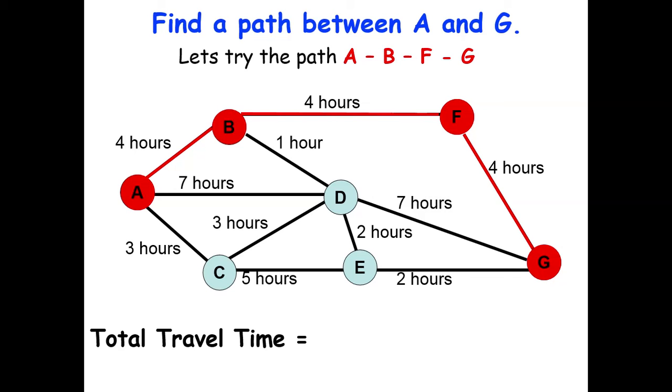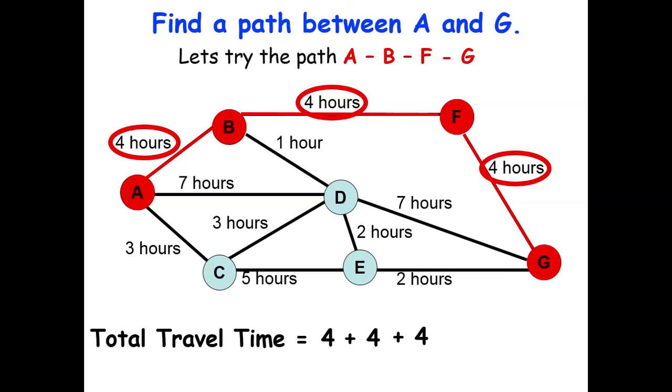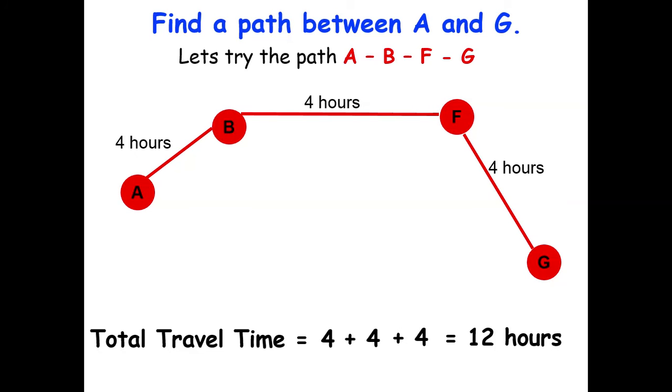Now I need to work out what the travel time would be if I went that pathway. So A to B would take me 4 hours. Then going from B to F would take me another 4 hours. And going from F to G would take me another 4 hours. So in total that would take me 12 hours to go from A to G going that particular pathway.